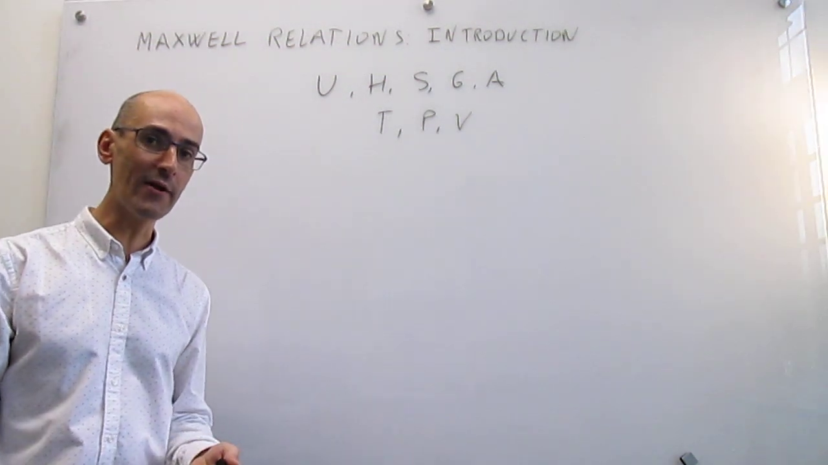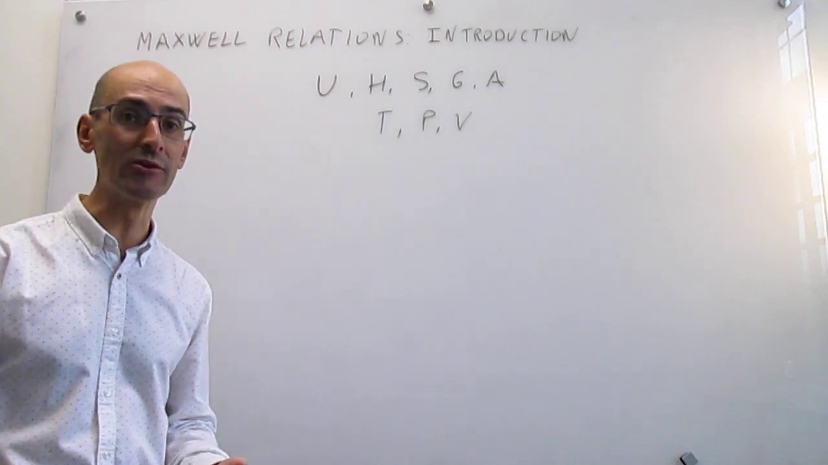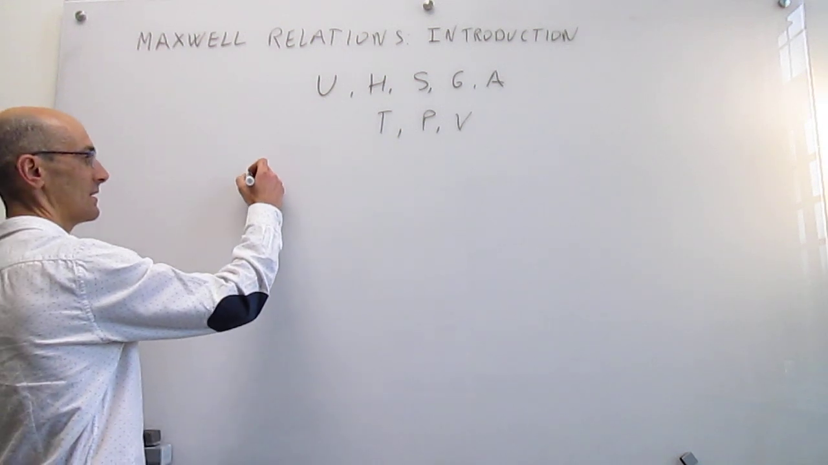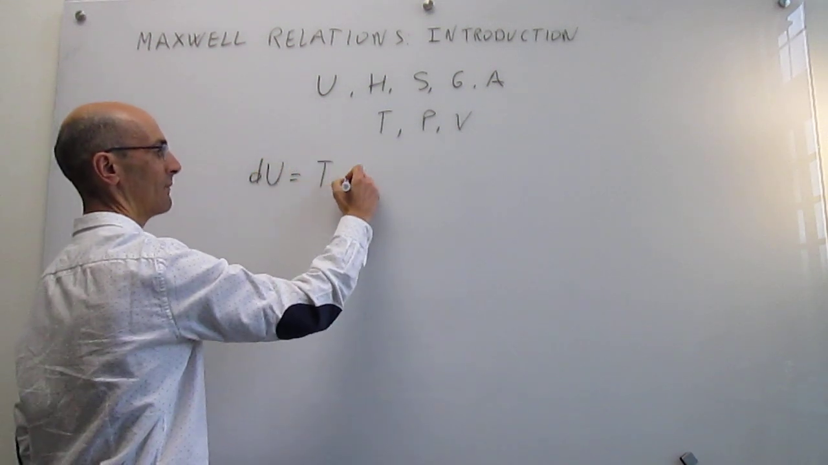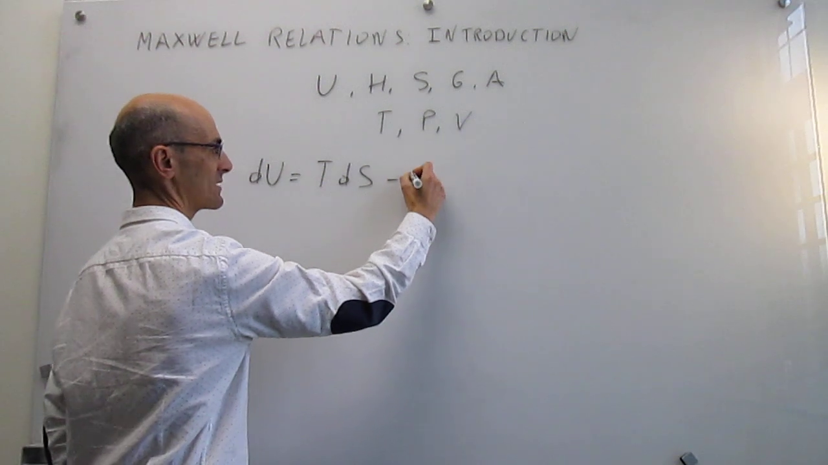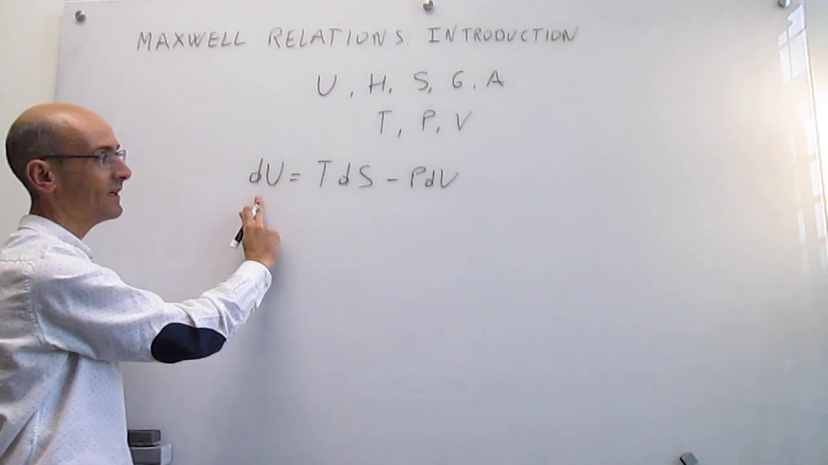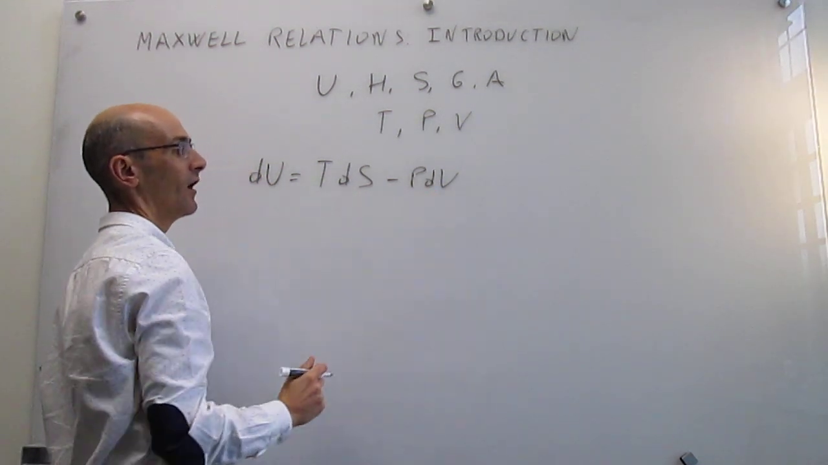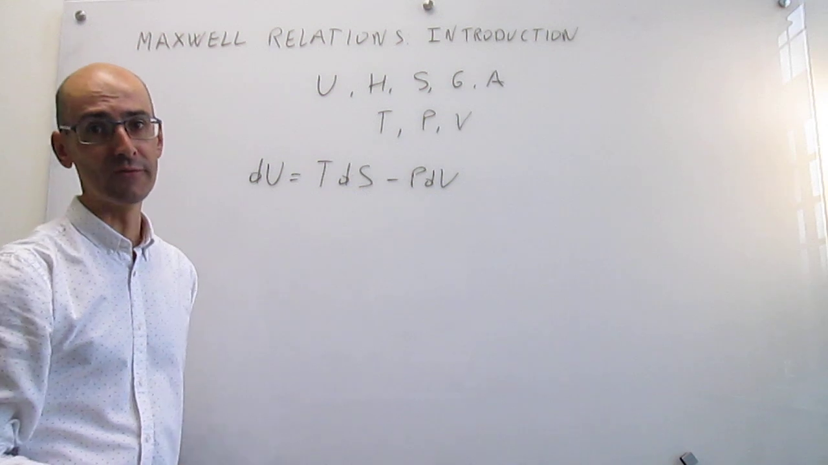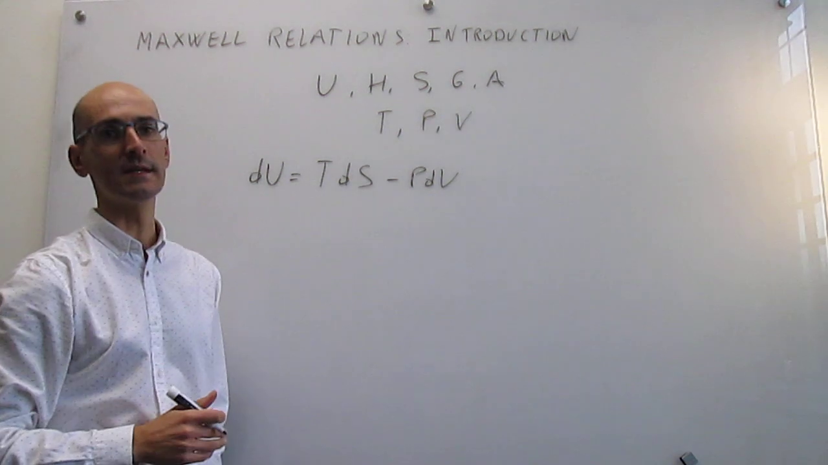For example, in the prior video, we have seen what the fundamental equation is for the internal energy. We have seen that combining the first and the second law, you can come up with an expression that looks like this. This is the fundamental equation for the internal energy, and entropy and volume would be the natural variables of that thermodynamic state function, which is the internal energy.